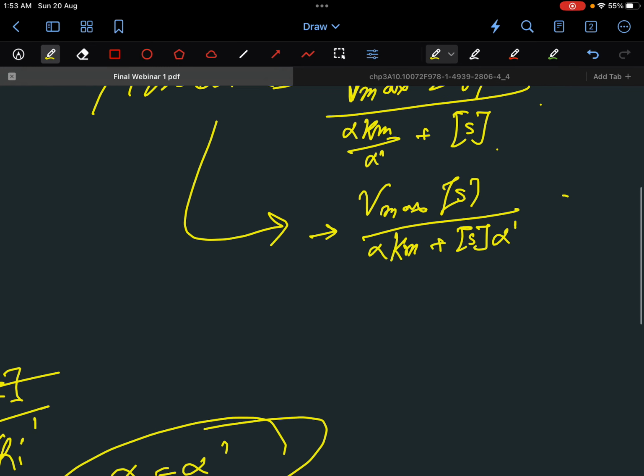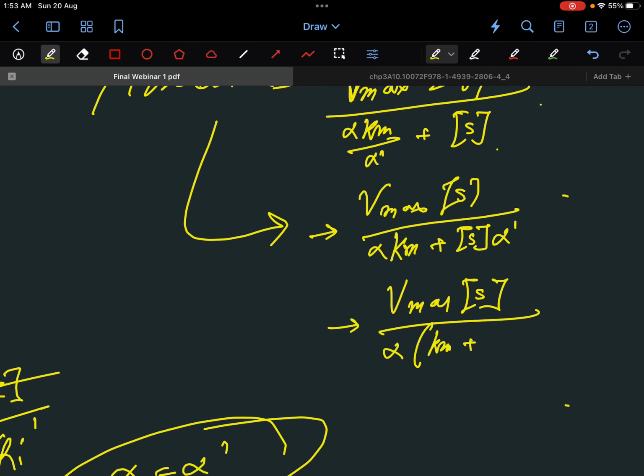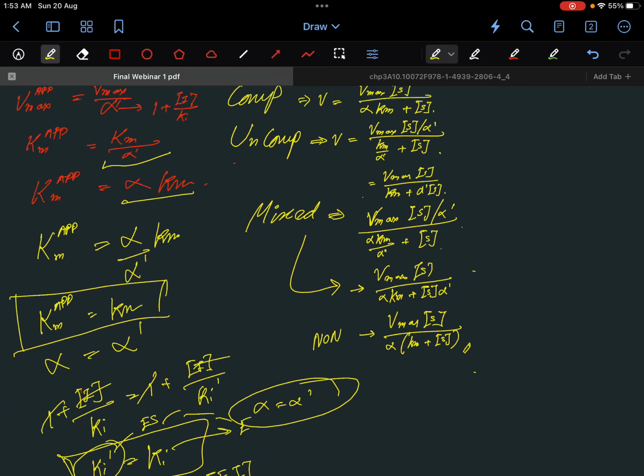So for non-competitive, the equation will be Vmax into S, and both alpha dash and alpha will be equal, so we can take alpha common, Km plus S. This will be the equation of non-competitive, right?